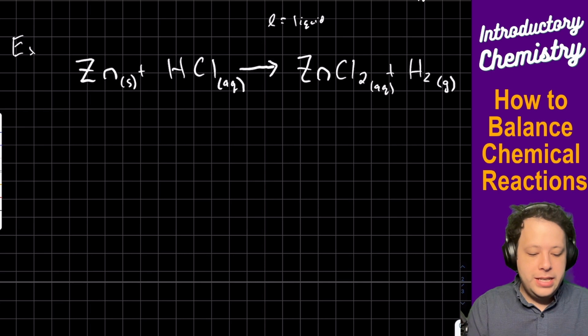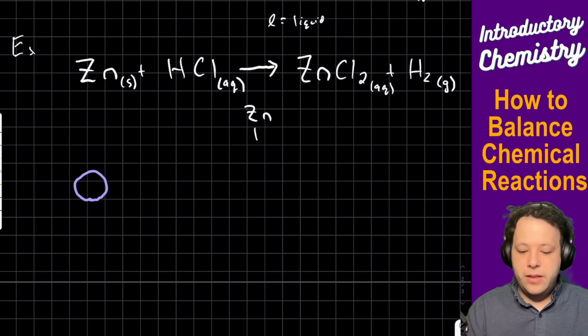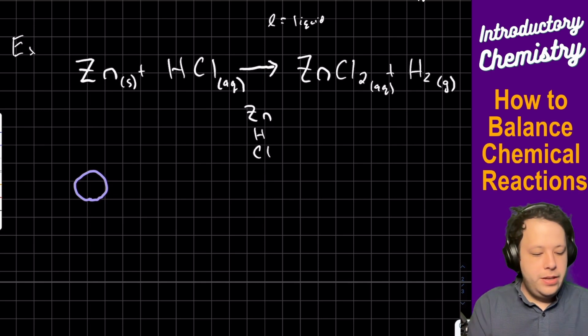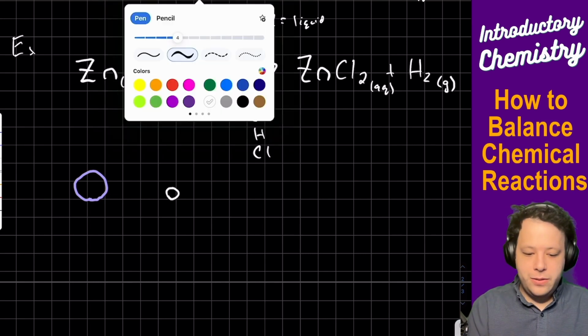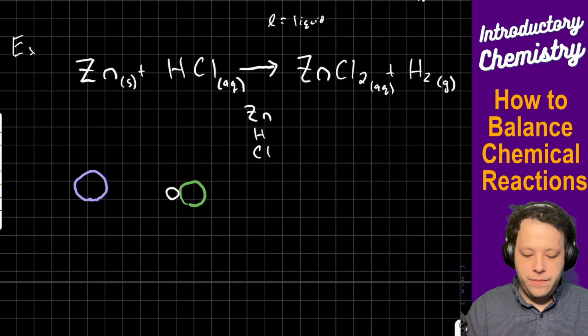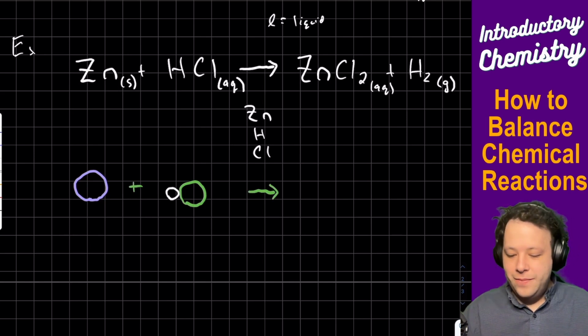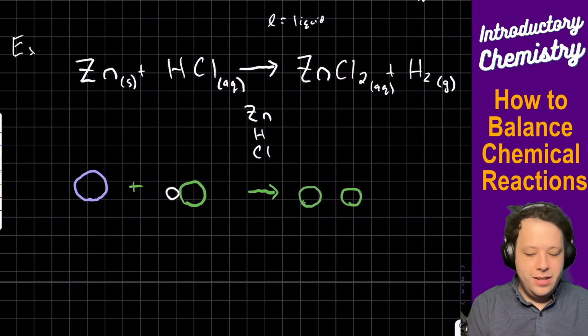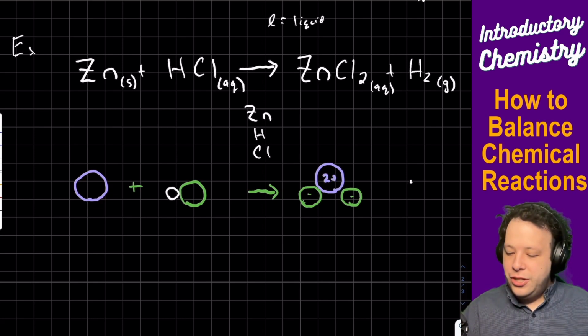We have a zinc atom, and that's going to be reacting with hydrogen and chlorine. So that's going to be reacting with an H with a Cl. We should do Cl as green. So these are going to be reacting with each other, and it's going to be creating a zinc chloride. So we're going to have an ion here that's being made. Okay, and then we're creating H2.